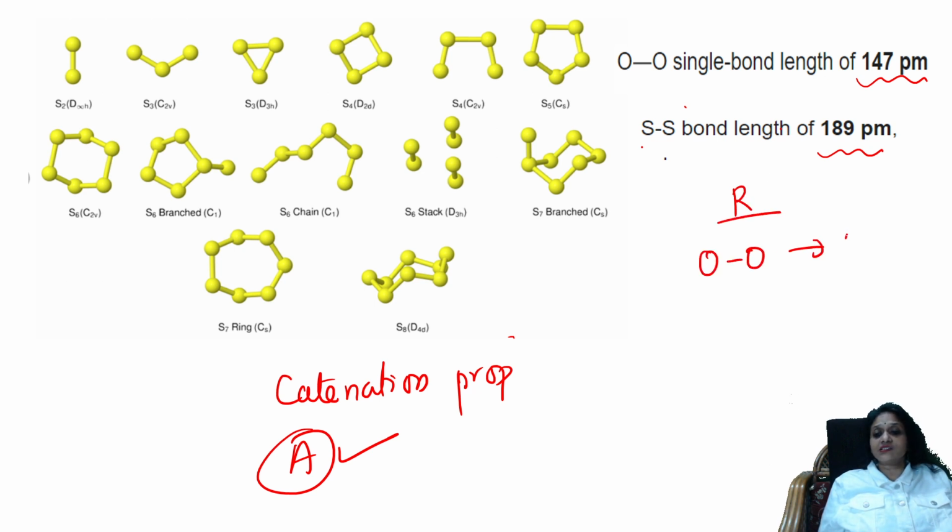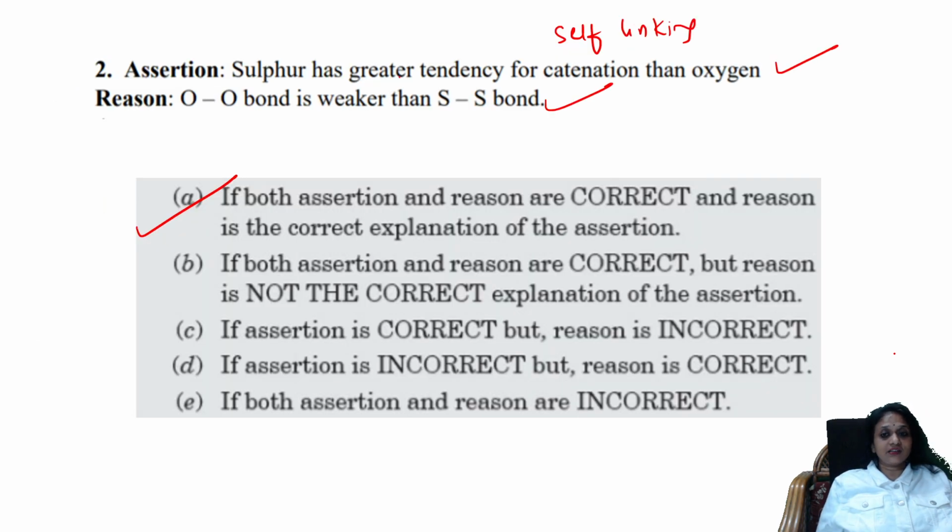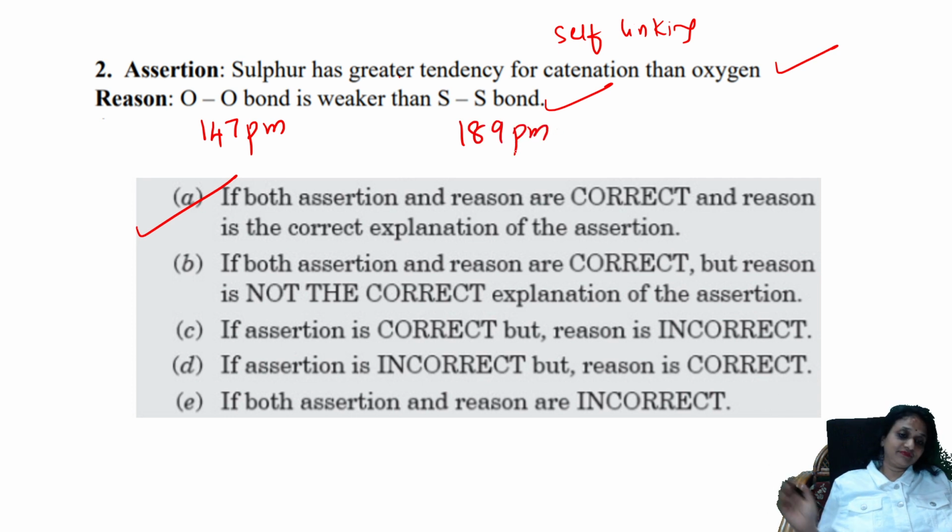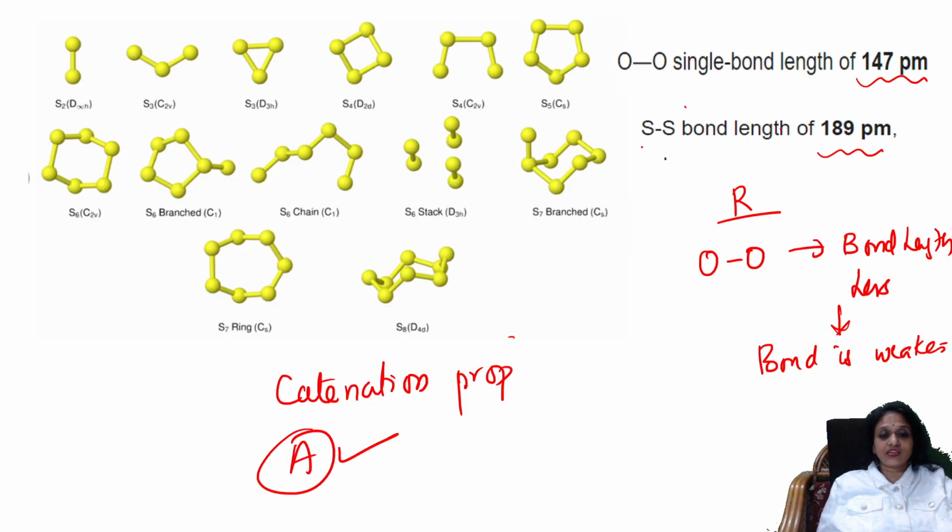Oxygen bond length is less. Because the bond length is less, automatically what happens, students? The bond length is less means bond is weaker. That's the reason. Assertion right, reason also right, because oxygen bond length is only 147 picometer and this is 189 picometer. Perfect.